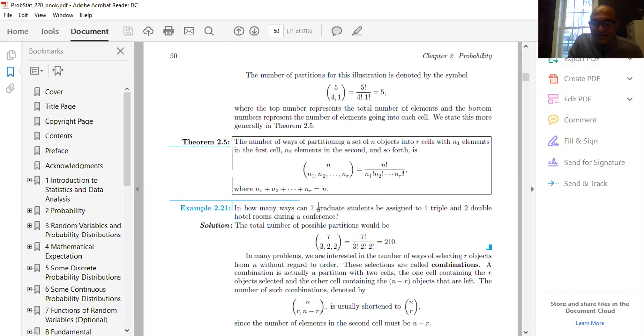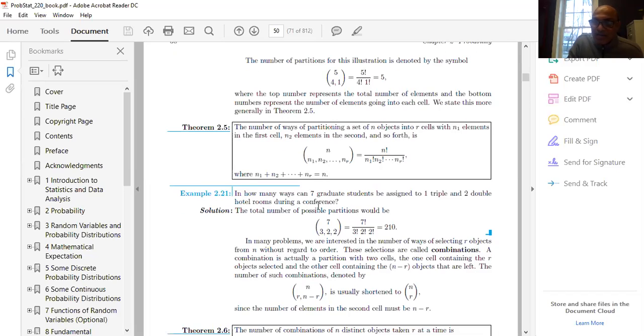So how many ways can 7 graduate students be assigned to 1 triple and 2 double rooms?